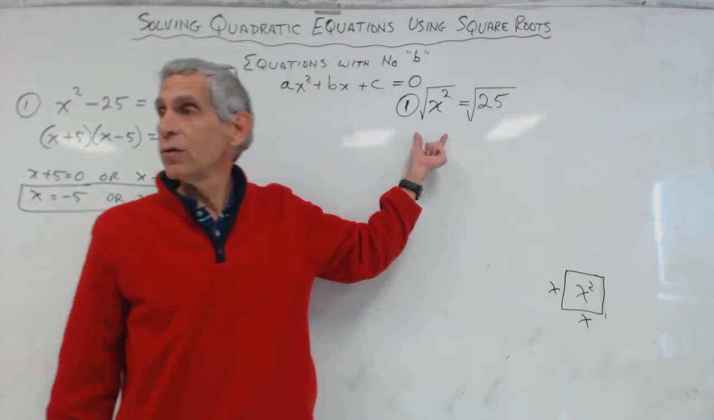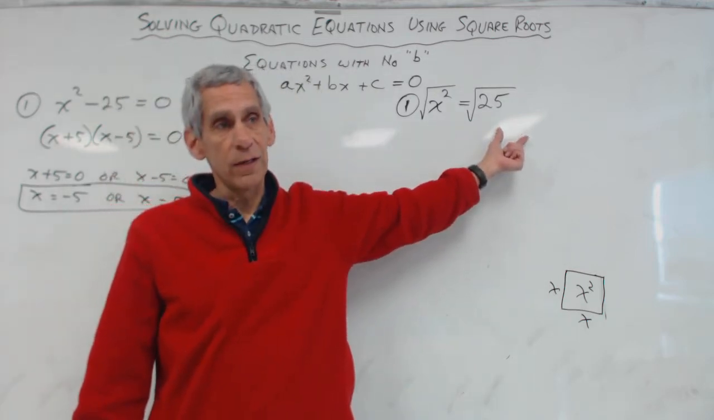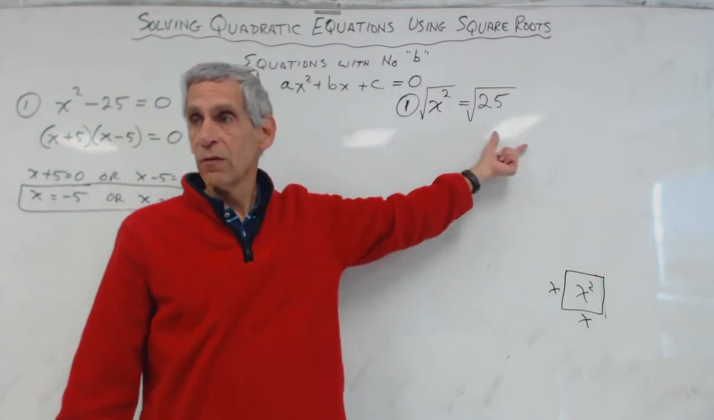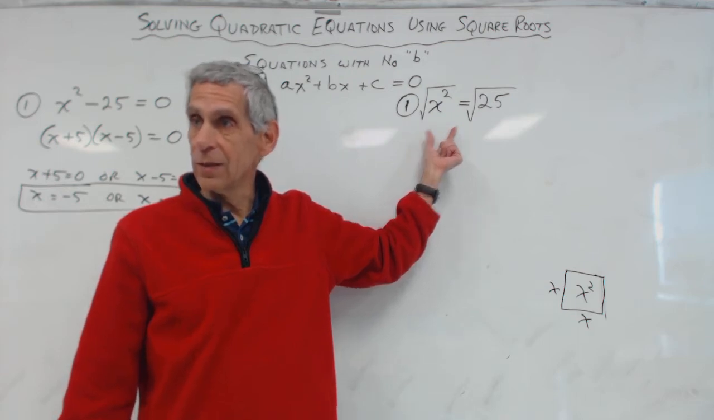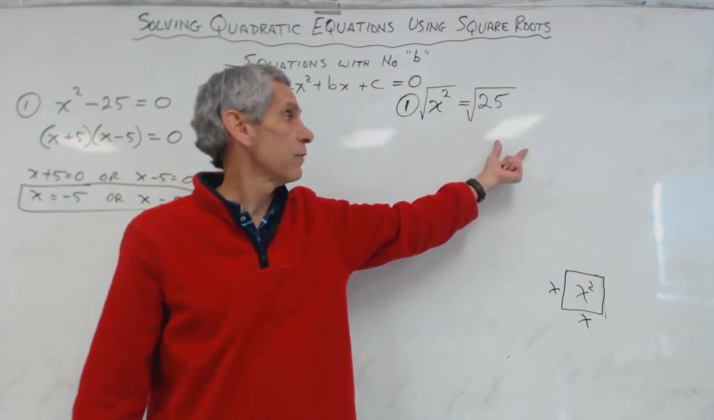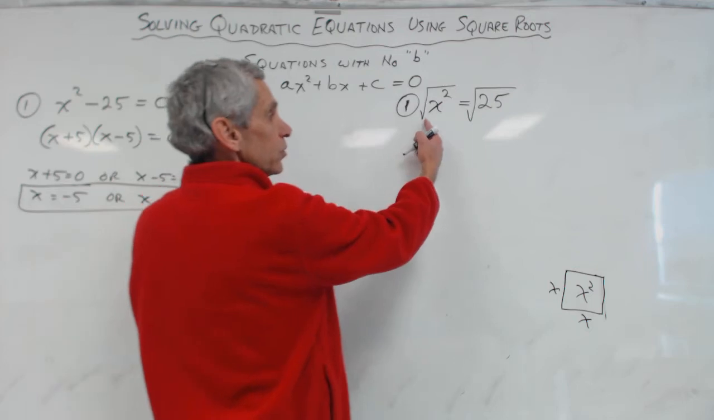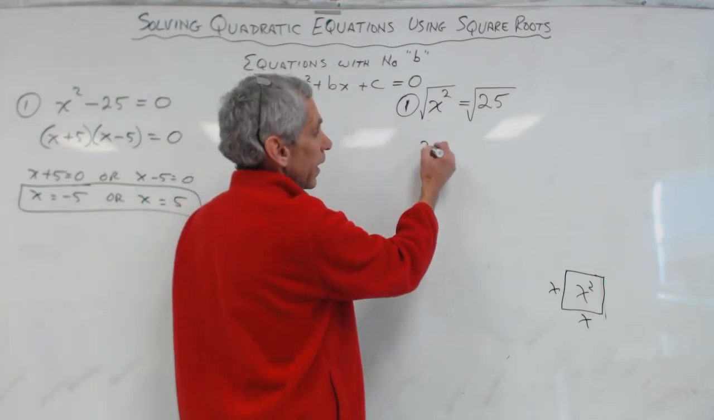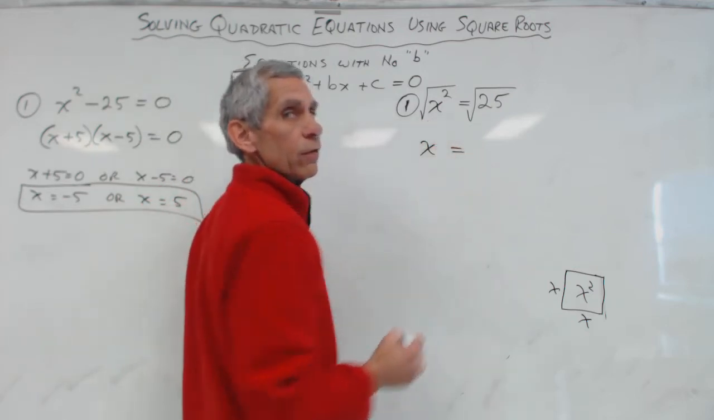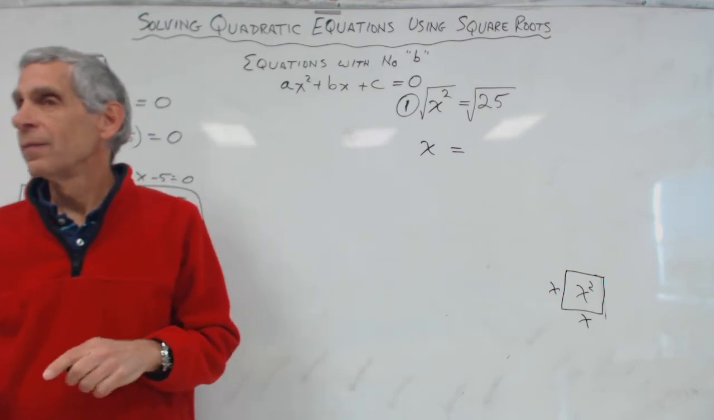But if I square root the left side, I have to square root the right side. Do you agree with me? Whatever I do to one side of an equation, I have to do exactly the same thing to the other side. So what's the square root of x squared? X. What's the square root of 25? 5.